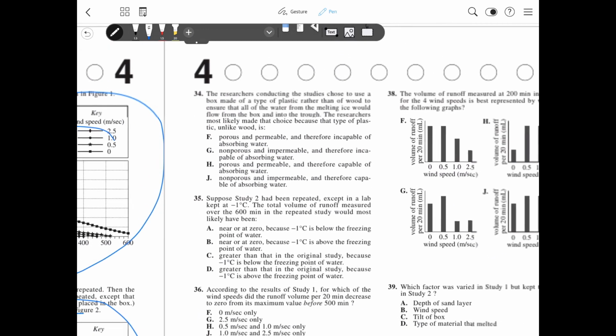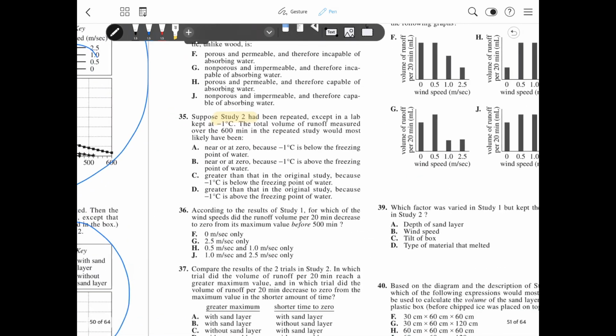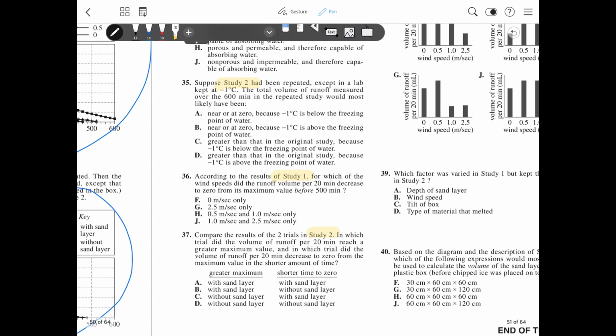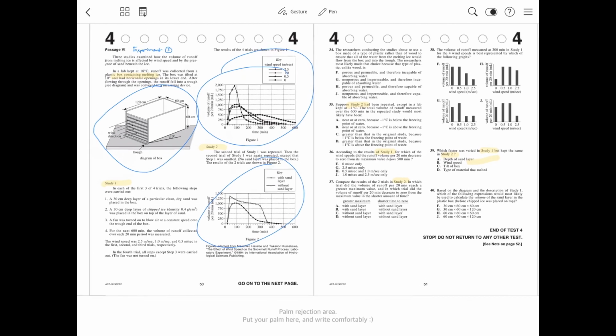If we look at the questions again, they talk about what each study is talking about. Question 35 is talking about study 2, 36 is talking about study 1, and 37 is talking about study 2. So as you can see, the general gist is that the questions ask you to really analyze the differences between the multiple experiments or studies.